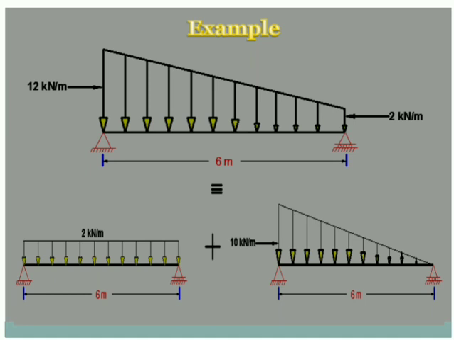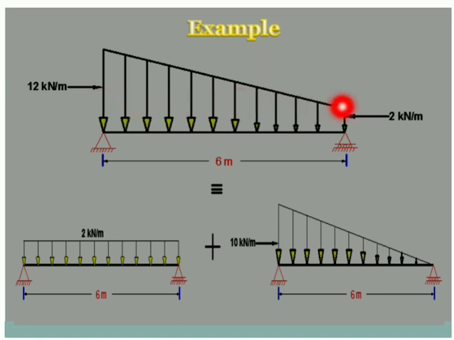Now carefully look at the figure, how I have broken it. From this 2 meter I have drawn a straight line. Out of this 12 I have taken this height 2 and drawn a straight line. So I get a UDL of 2 kilonewton. Now here a line will come.